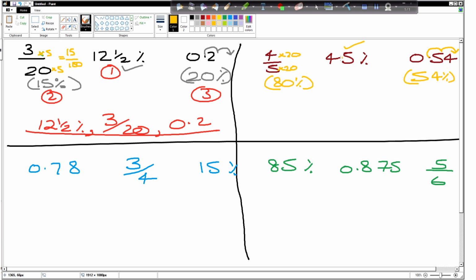That becomes, what does it become? 54%. See how quickly these questions can be done? How quickly they can be done. You just gotta focus, folks. So the smallest one is this one. And what's the next one? And the last one? So we draw a line here.